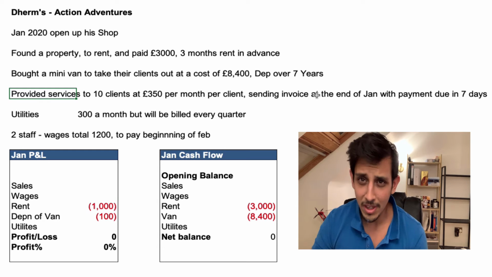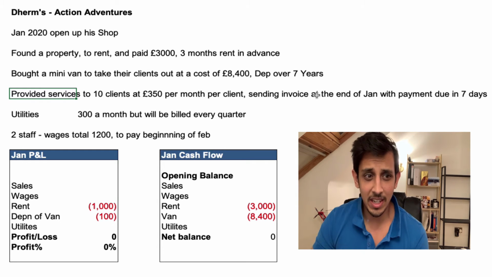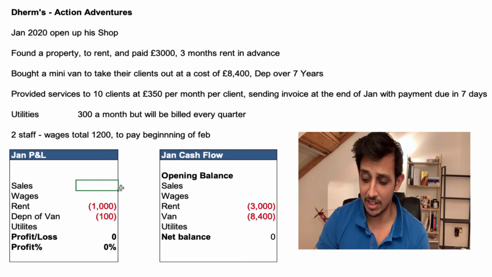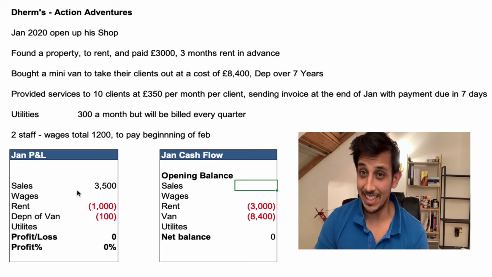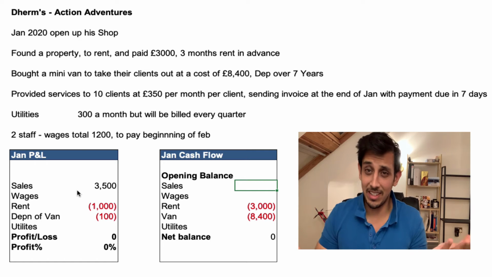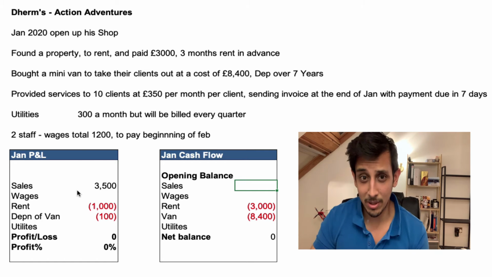So from a P&L perspective, the sales that we'd recognise, what would you think we do? Perfect. So we've got 10 clients and £350 each. So we'd have 3,500 in the P&L. Now, from a cash flow perspective, we actually don't see anything because they haven't paid us anything. You know, we've been too generous. So therefore, 0 goes in here.